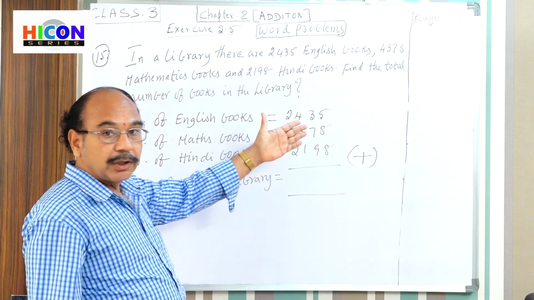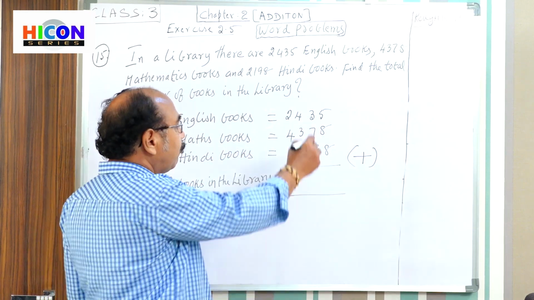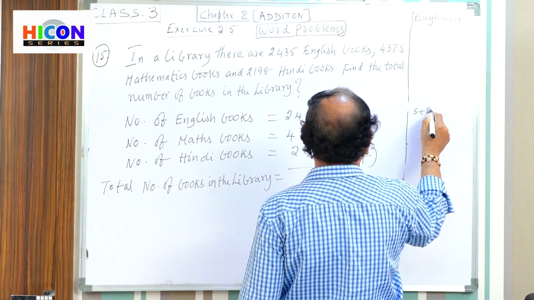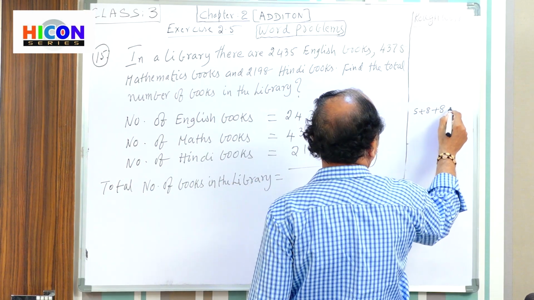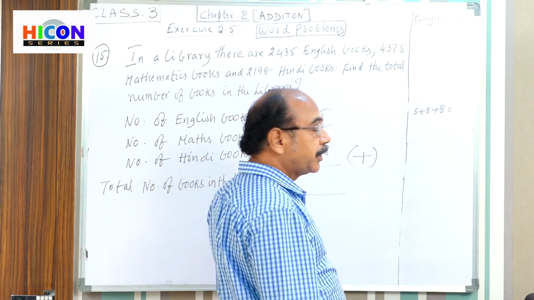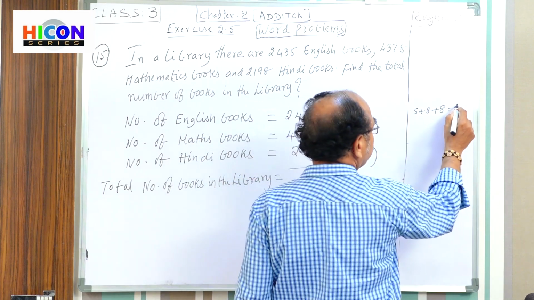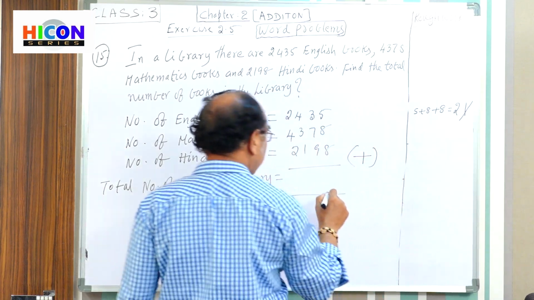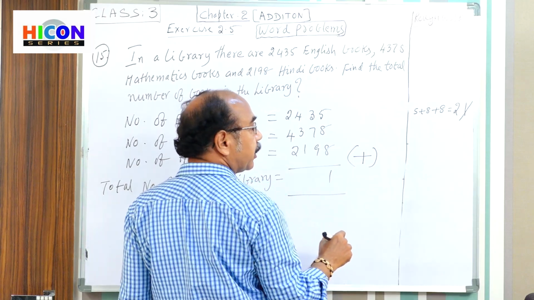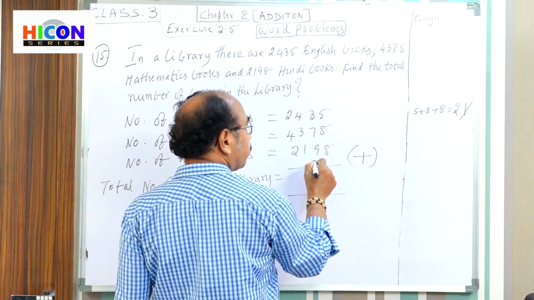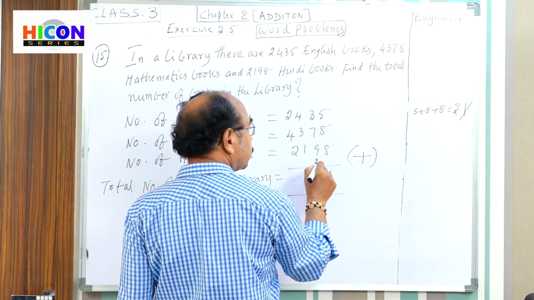Okay, add the digits in the units place. 5 plus 8 plus 8. How much? 5 plus 8 is 13. 13 plus 8 is 21. So write 1 right here in the ones place. Now 2 is carried out to the next place, that means the tens place. 2 is carried out here.